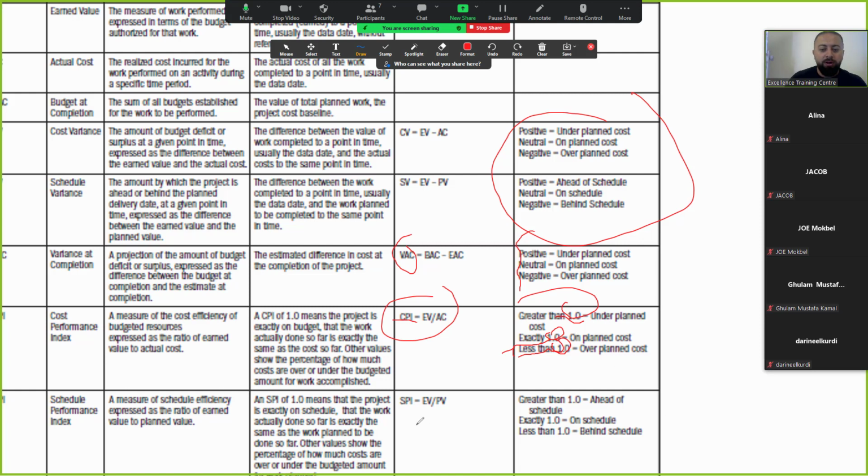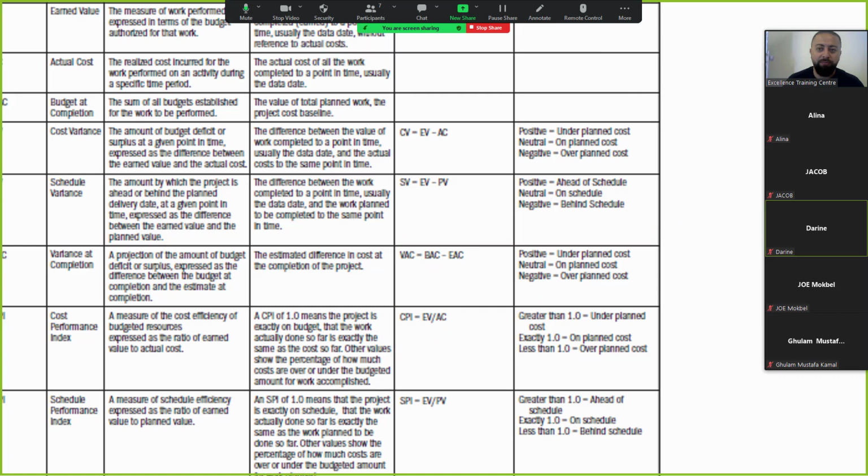If you remember or memorize that the CPI, for example, less than 1, negative impact, means cost overrun, it's not below budget, right? We are crossing the budget. So if you have a value greater than 1, it will be a positive impact. Then what does that mean? We are below cost or below budget. So just memorize one of them, guys. It will help you to solve all the questions of the exam.